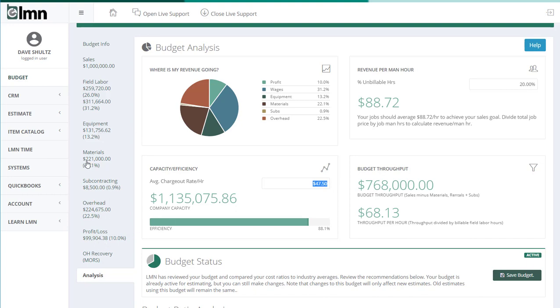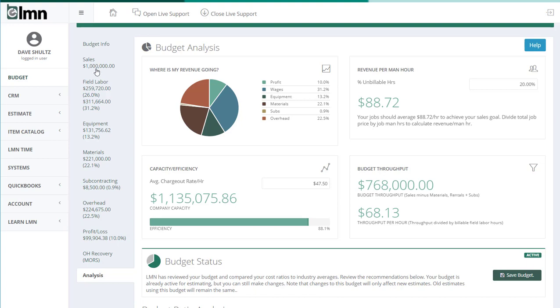It adds your material costs and your company's overhead and profit. And same thing with subcontracting. Add all those together, and that's how much revenue you should generate based on the costs you've budgeted for. Now, of course, your sales goal is how much revenue you think you'll generate.